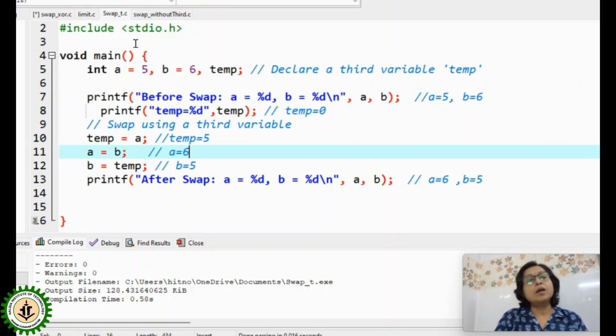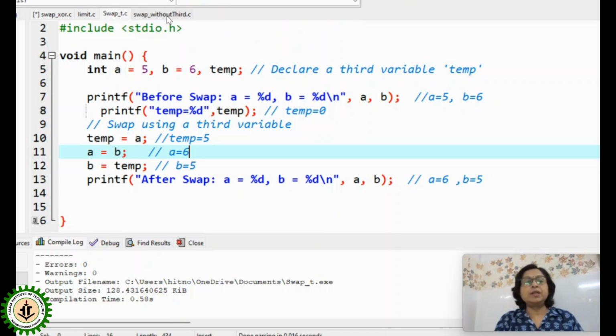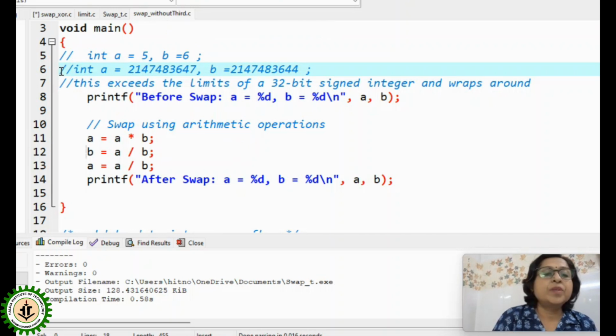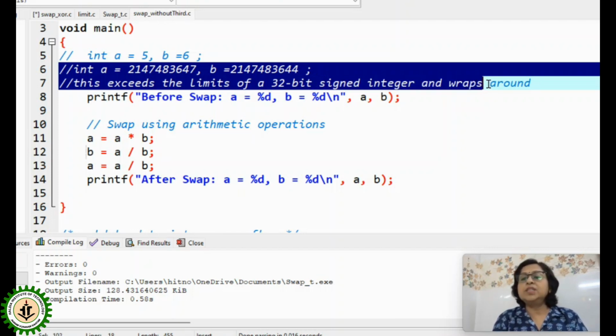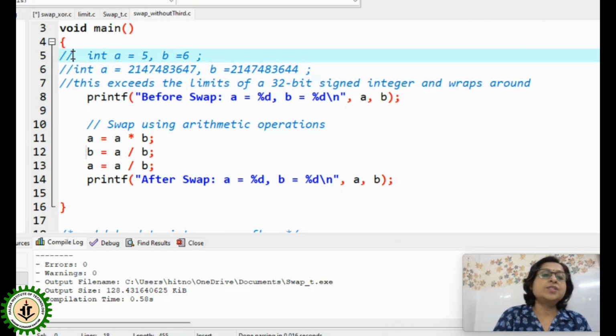Now, the third variable takes extra space. If we can change our way of swapping without a third variable, it would definitely be a memory efficient way. So let us check this. For now, please don't put any attention on these two lines. I'll be coming to them. Let us check this logic.